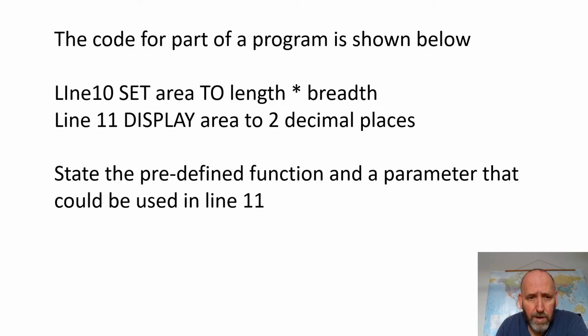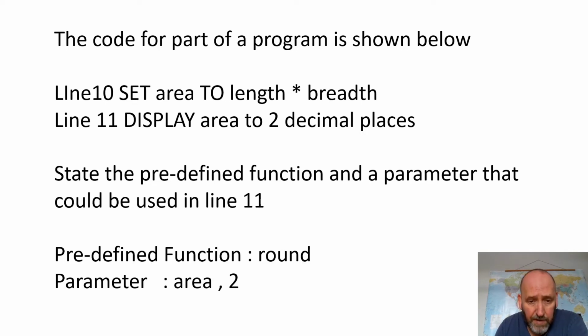Code for a program is shown below. Set area to length times breadth. Display area to 2 decimal places. State the predefined function and a parameter that could be used in line 11. Well, the predefined function is round because we're going to round it. And the parameter would be area, and it's to 2 decimal places.